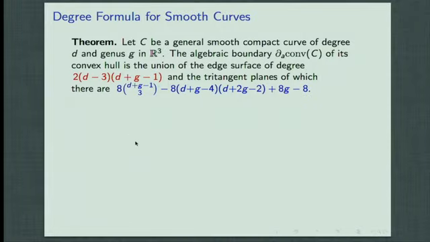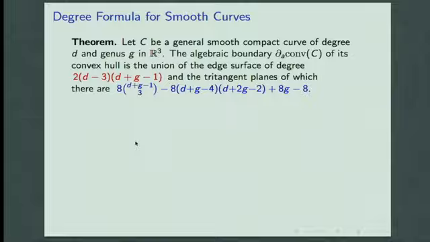Here's the theorem. Suppose C is a general, smooth, compact curve of degree d and genus g in 3-dimensional space. I've defined every adjective except for the adjective general. I won't define it. I'll be happy to talk to you about this over coffee. Okay?